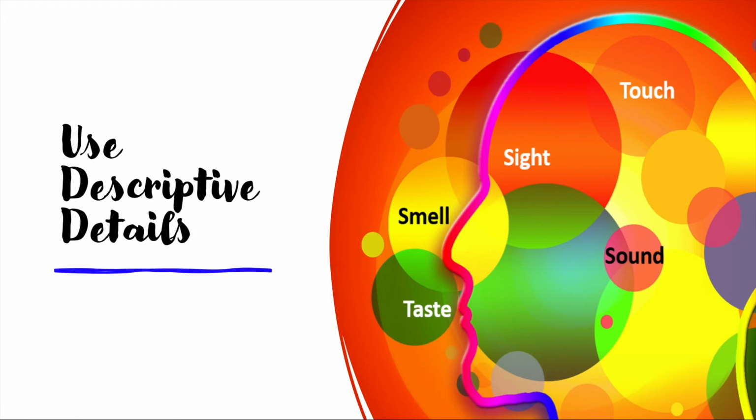Hi, wonderful students. Today we're going to talk about using descriptive details. Remember that descriptive details are just words that appeal to your senses, taste, smell, sight, touch, and sound in order to help you visualize. It gives you more details about something and it helps your imagination. Okay, let's go ahead and look at this video.